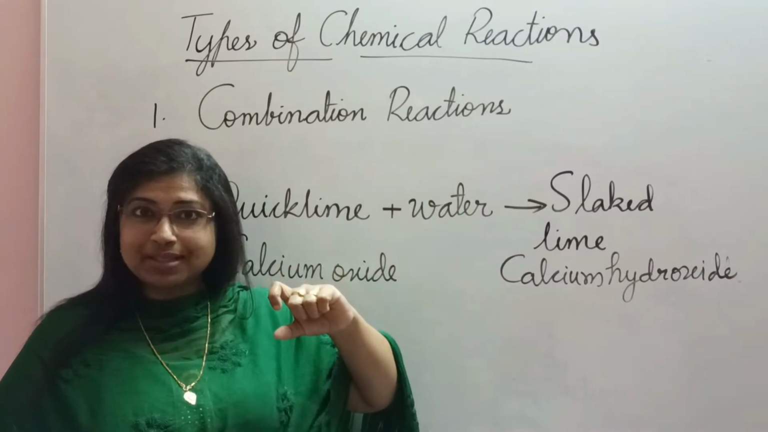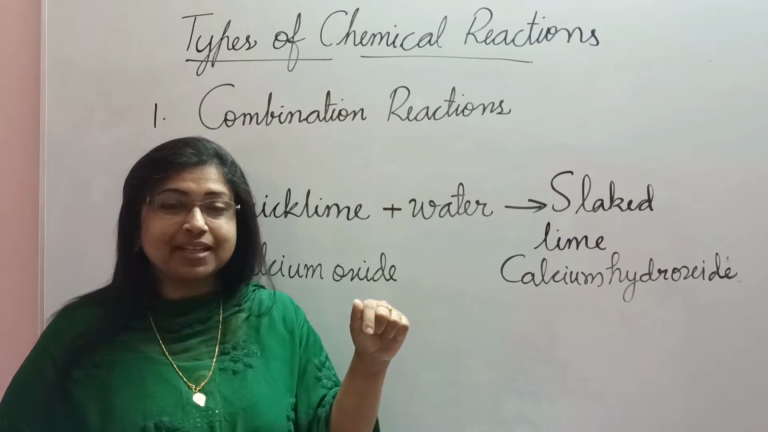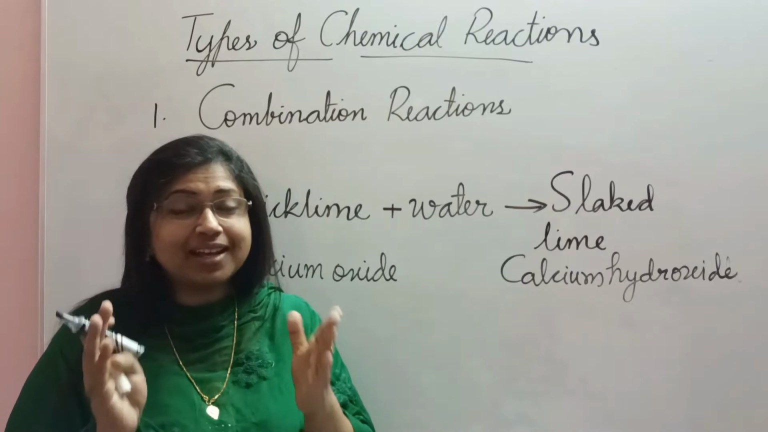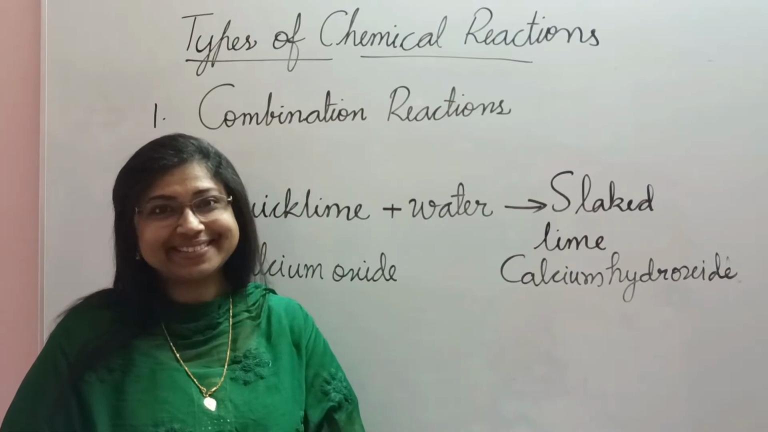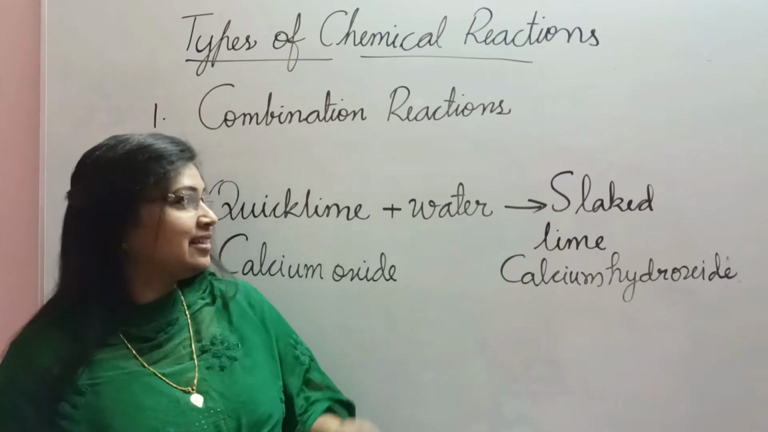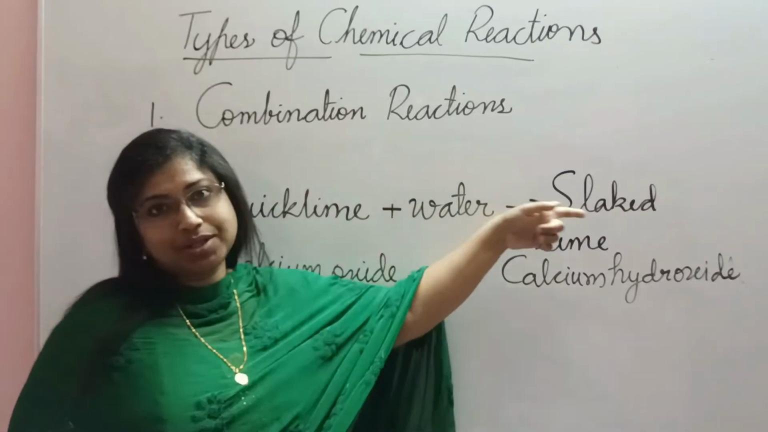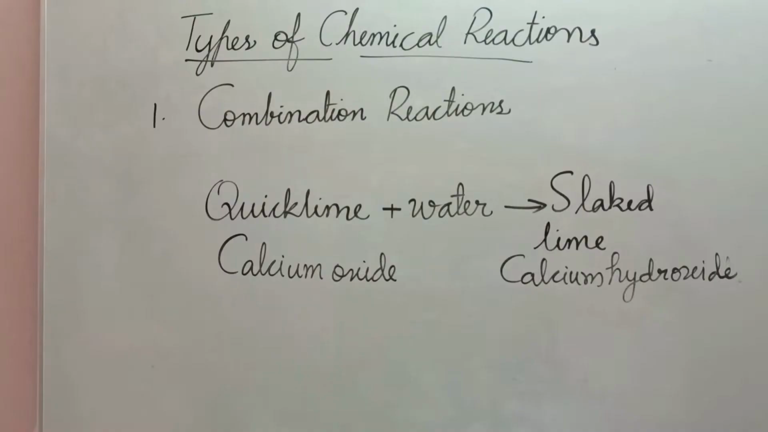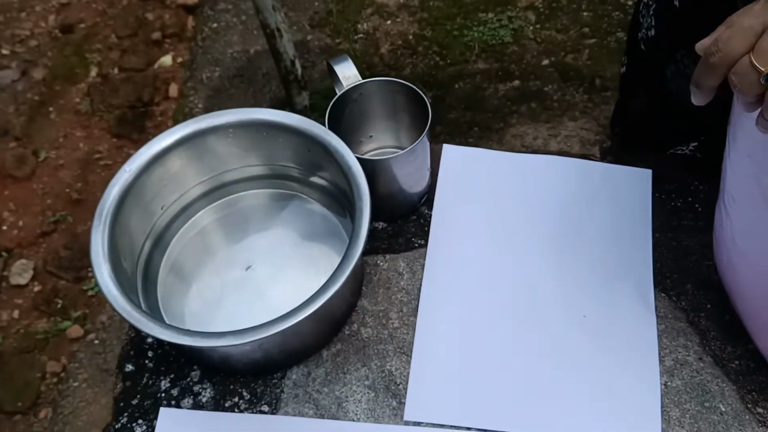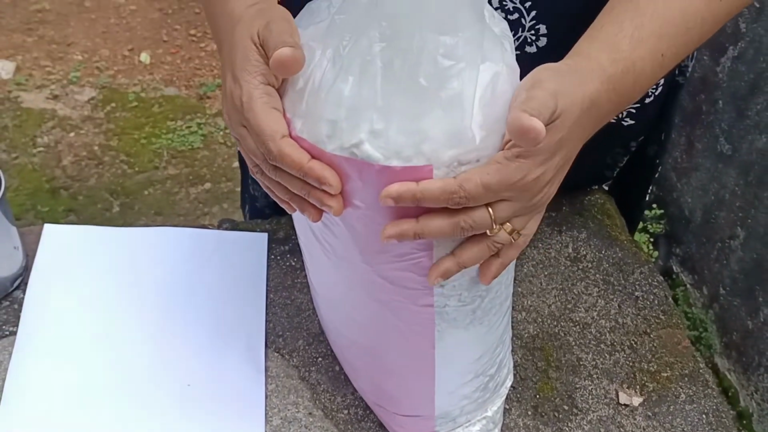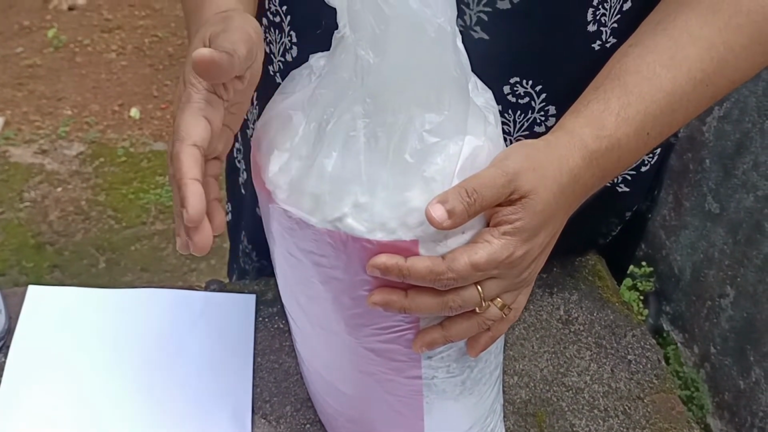But I am not going to show this experiment in a chemistry lab. We are going to watch it in a natural laboratory where real people work. Okay? So let's watch this combination reaction in which quicklime reacts with water to give slaked lime. Ready? So children, come back to our natural laboratory. We are going to see the reaction between quicklime and water. Okay, so these are the reactants. This is quicklime. This is used by farmers to reduce the acidity of the soil. So you can understand its nature.